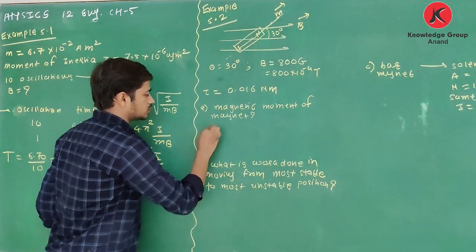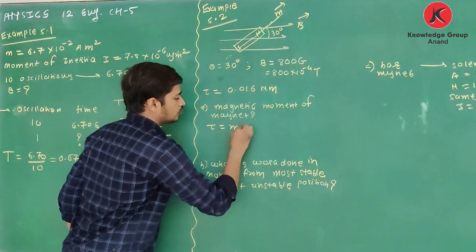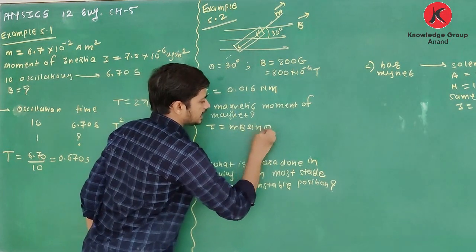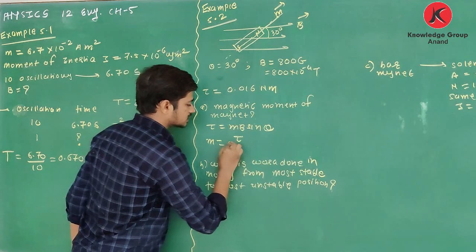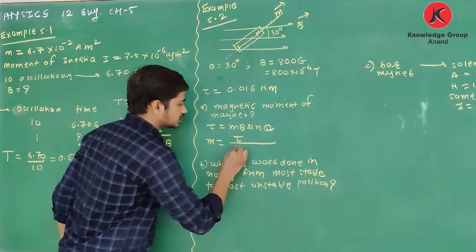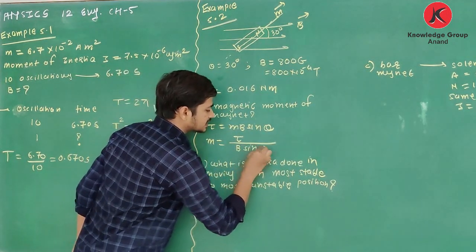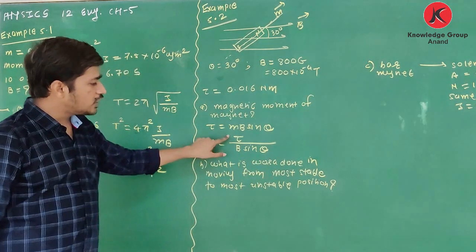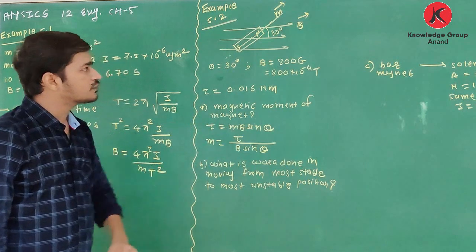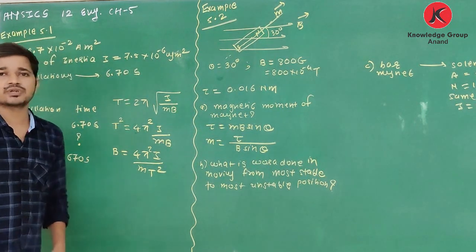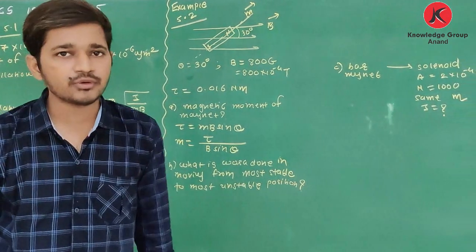Yes, you can use this equation. Torque tau is equal to mB sin theta. So what is the value of m? m is equal to tau upon B sin theta. Yes, you are given the value of tau, you are given the value of B, and you know the value of theta, so you can easily find it. Clear about this?